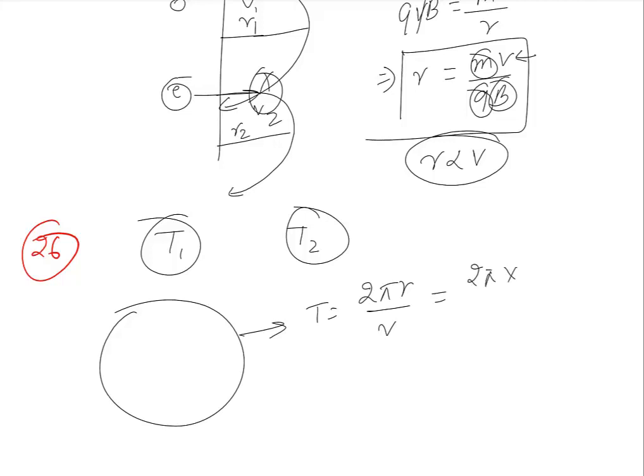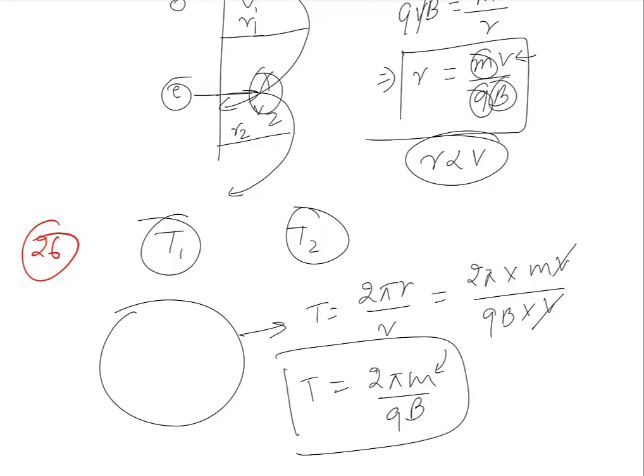2 pi into mv over qb, and there's one more velocity here. Velocity gets cancelled, and time period comes out to be 2 pi m over qB. Now time period is dependent on mass, which is same for both of them. Q is also same, B is also same, 2 pi is a constant. So time period doesn't care about the velocity, so it will be same for all the electrons.